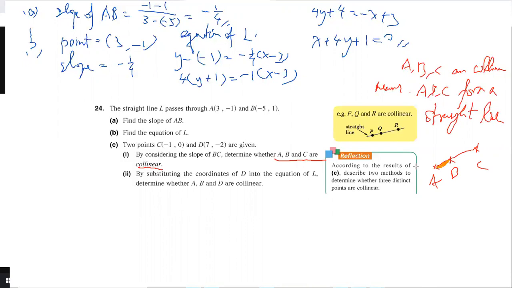Slope of AB and slope of BC will be the same because they are actually different parts of the same straight line, right? So the slopes will be exactly the same.